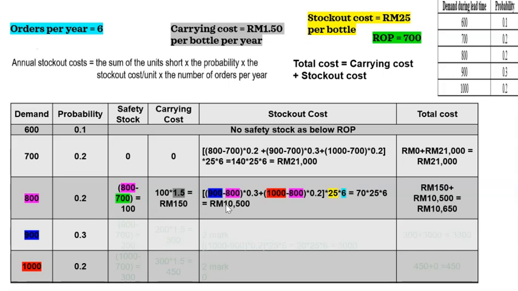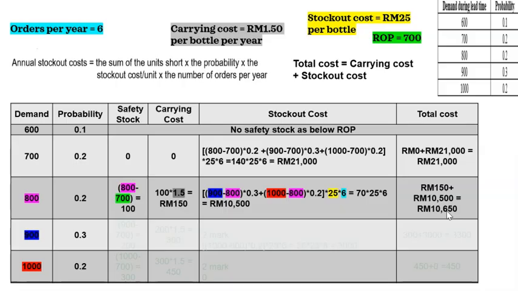Then you can start to calculate the stock out cost. For this 800 demand, we calculate for 900 and 1000. So 900 minus 800 times probability 0.3, plus 1000 minus 800 times 0.2. Then you solve for this, times with the 25 ringgit stock out, and 6 is the orders per year. So this one you get 10,500. To get the total cost, don't forget we have carrying cost here, 150 plus 10,500, so we get 10,650 ringgit for 800 demand.